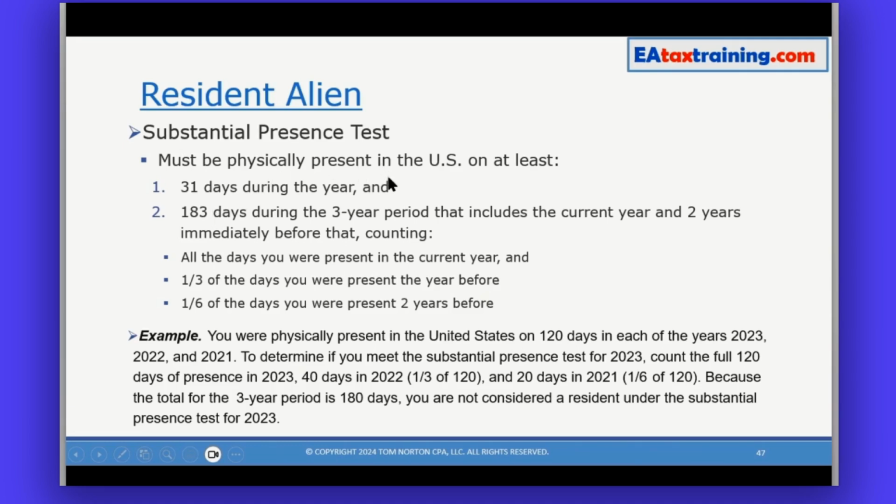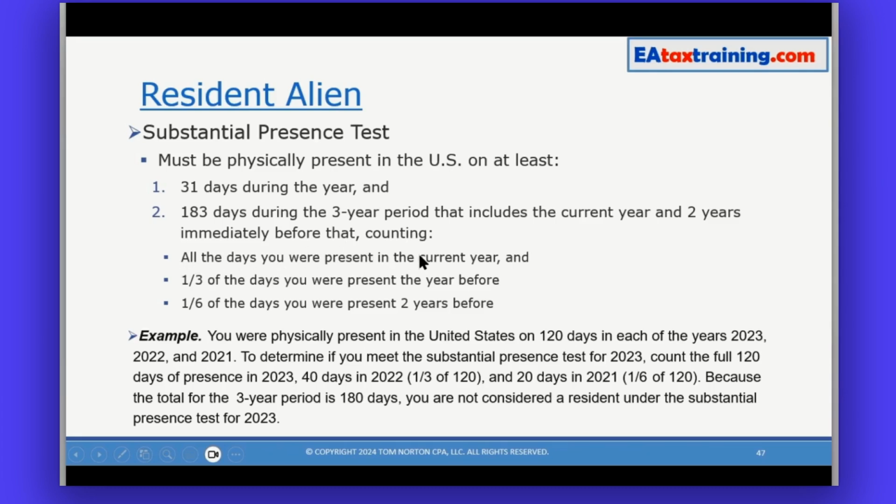So if they were physically present in the United States for 31 days during 2023, and they were physically present in the United States for 183 days during the 3-year period that includes 2023 and the 2 prior years, so this would be 2021, 2022, and 2023, using a special counting method, then they meet the substantial presence test and they are a resident alien. But it is not just 183 total days in the prior 3-year period. We count it in a special way.